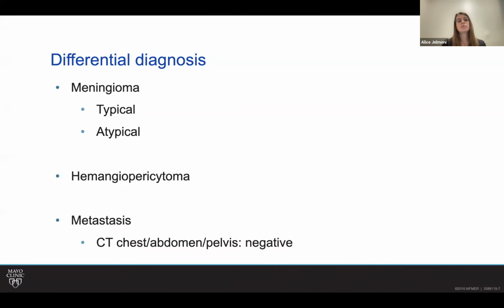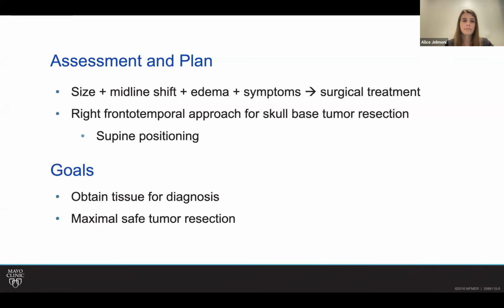So therefore, the possible differential diagnosis for the extra-axial mass in this case can include meningioma, either typical or atypical, hemangiopericytoma, and metastasis. However, for this diagnostic hypothesis, a CT scan of the chest, of the abdomen, and of the pelvis were performed, which resulted negative, making this lesion less likely to be of metastatic origin.